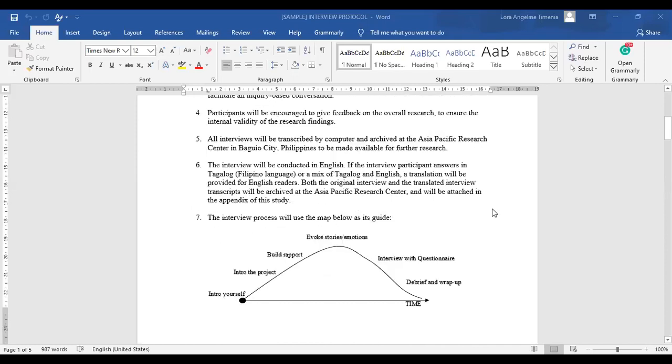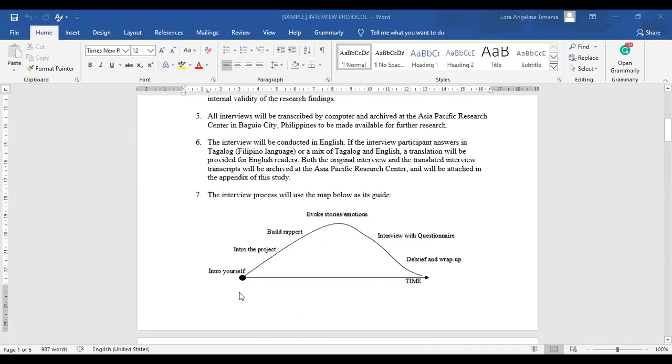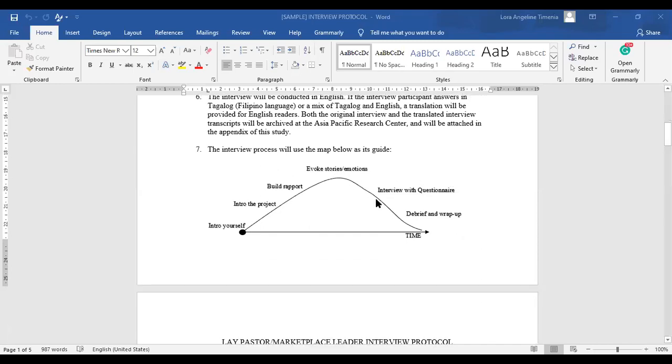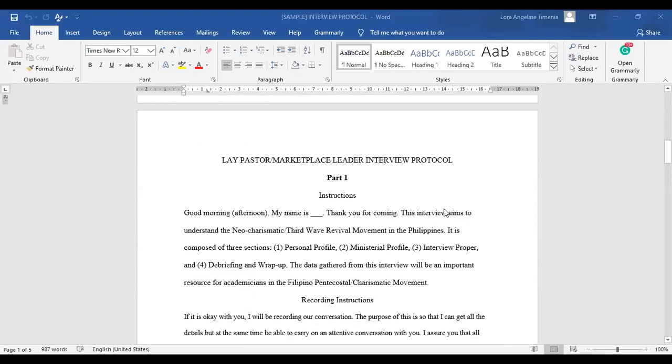Then the interview process will use this map. So this is the map. First, introduce yourself, introduce the project, build rapport, then evoke stories or emotions, interview with questionnaire, debrief, and wrap up, and then that's it. So this is the map. So this is the first part. The second part is this one.